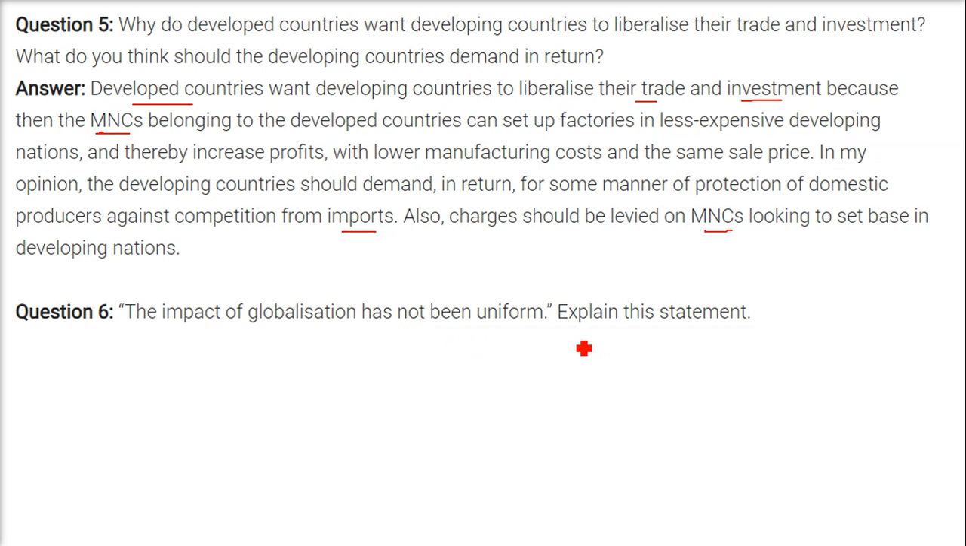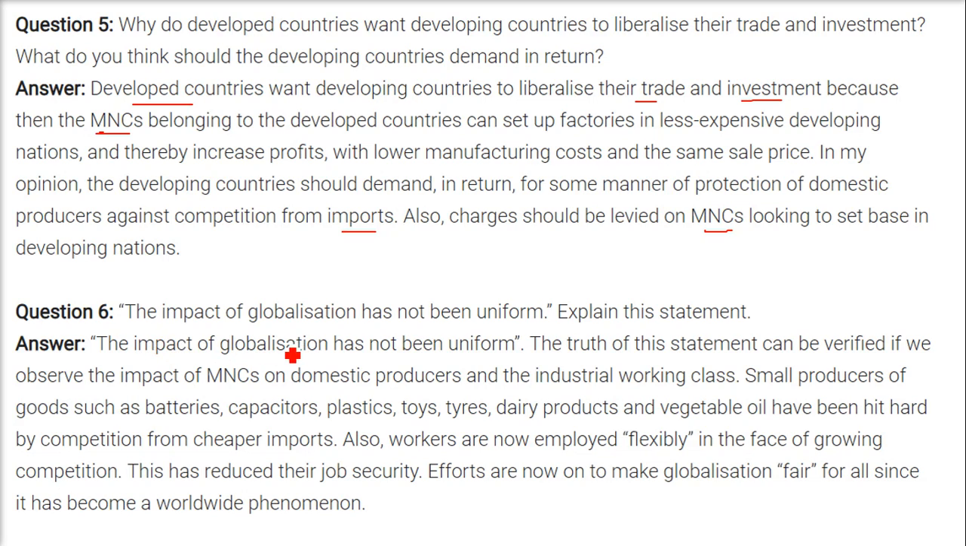The impact of globalization has not been uniform. Explain this statement. So this impact of globalization, though it seems all good, has not been uniform. The truth of this statement can be verified if we observe the impact of MNCs on the domestic producers and the industrial working class, what has happened to them. The small producers from MSME, producing batteries, capacitors, plastic toys, tires, dairy products, vegetable oils, have been hit hard by the competition, by cheaper imports.